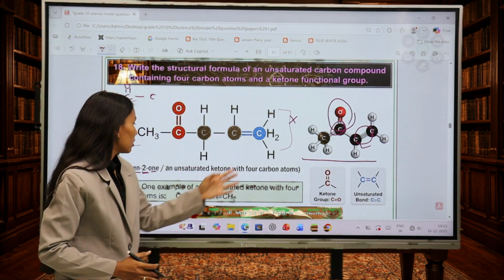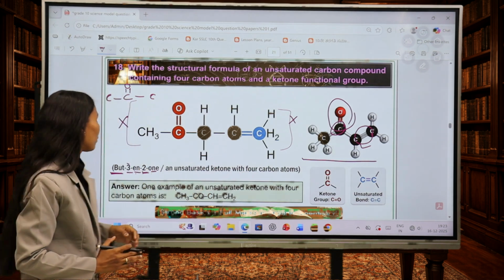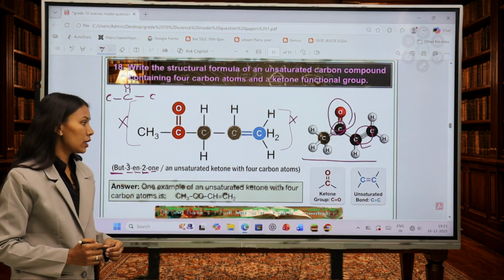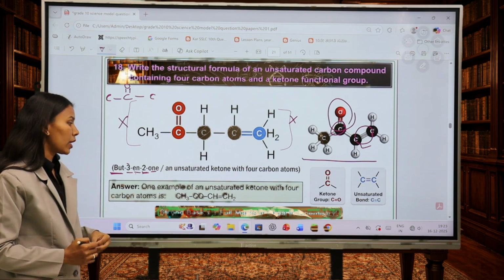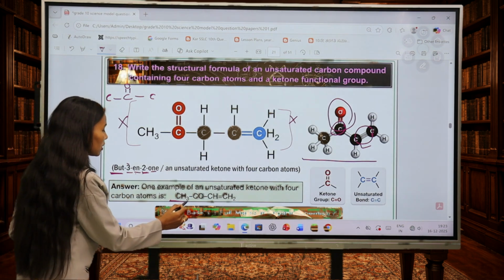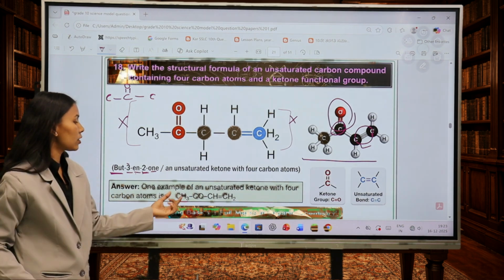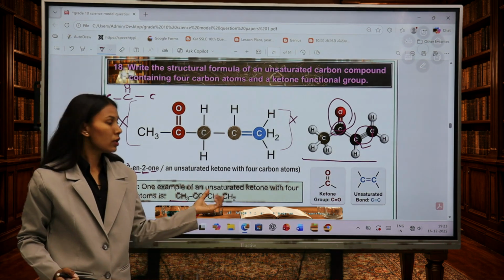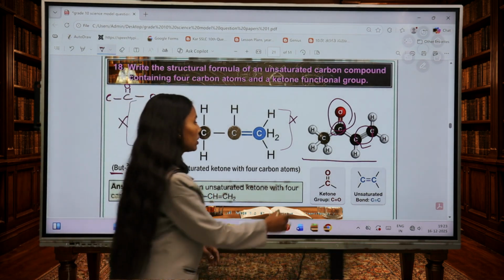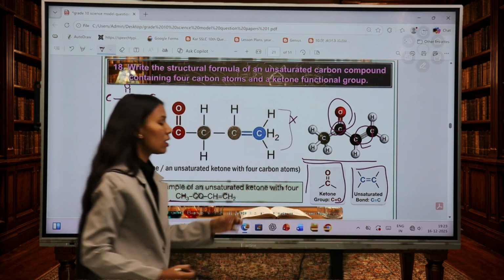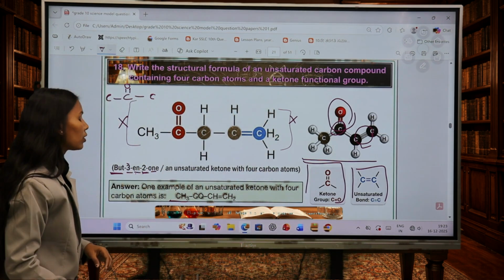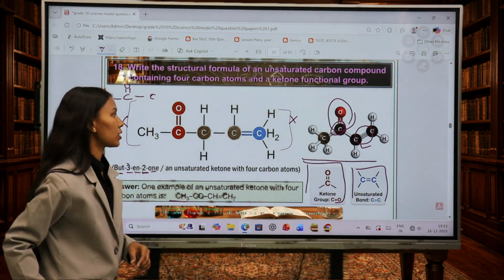So this is the best example for the unsaturated carbon compound with 4 carbon atoms. As you can see, this is the formula. I can write CH3 CO CH double bond CH2. So these are the things you should remember, that is ketone group as well as unsaturated bond. So let's go to the next question.